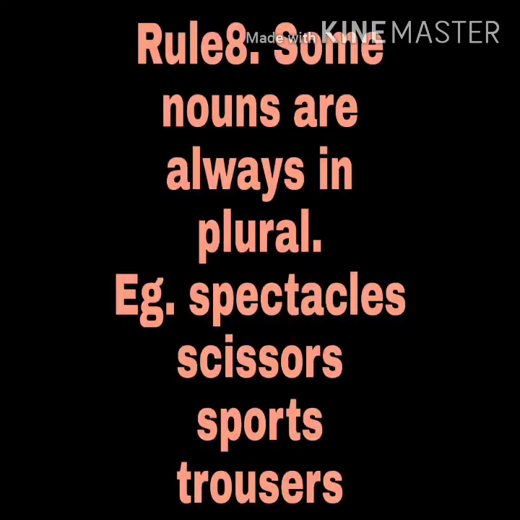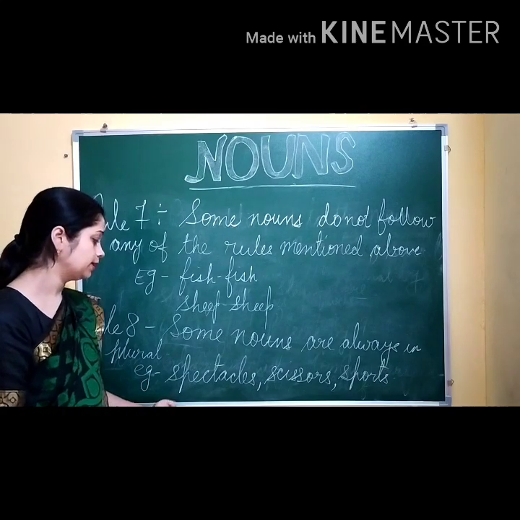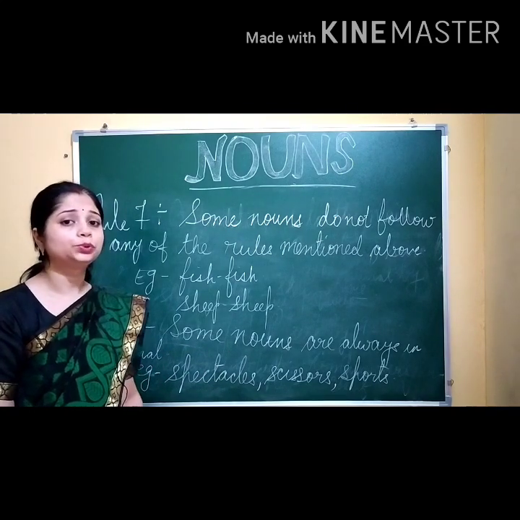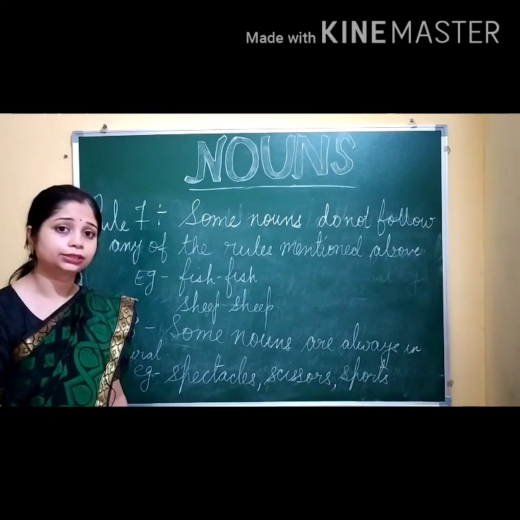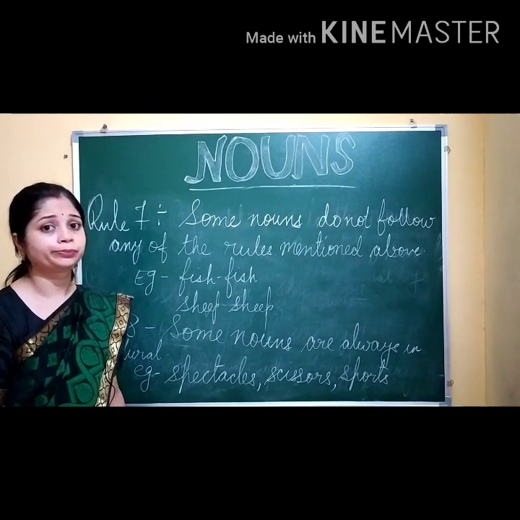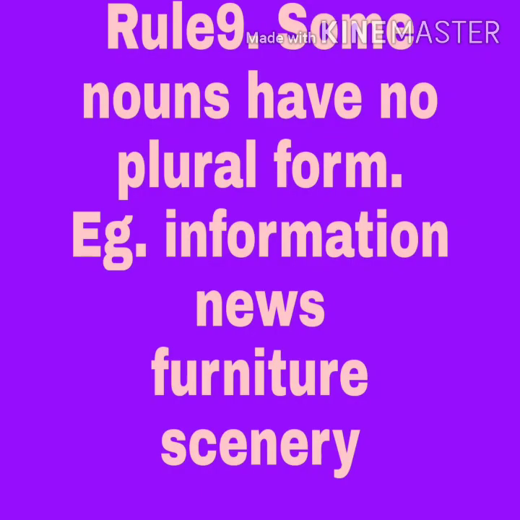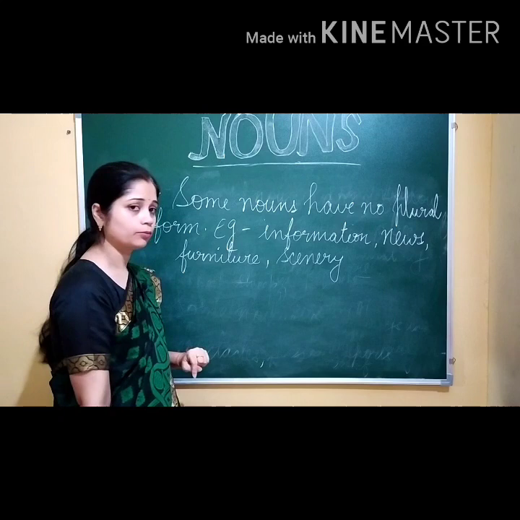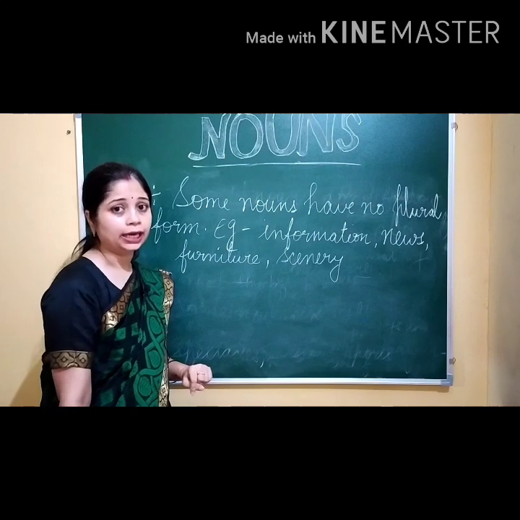Rule 8 says some nouns are always in plural. For example, spectacles, scissors, sports. When we want to change it into singular form, we say a pair of scissors, a pair of spectacles. Rule number 9 says some nouns have no plural form. For example, information, news, furniture and scenery.